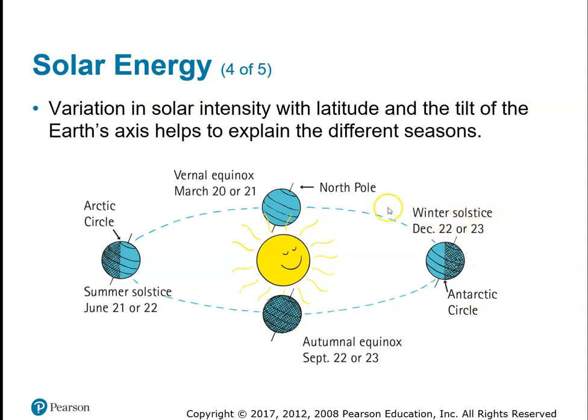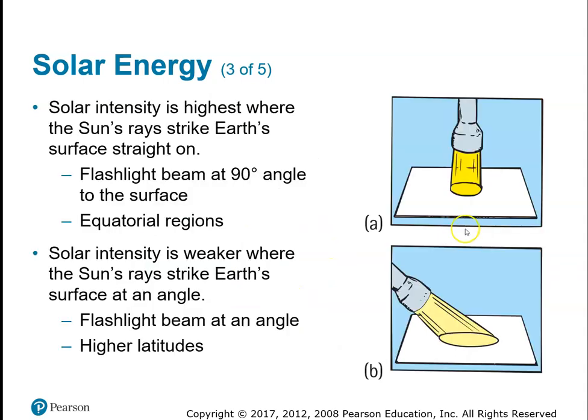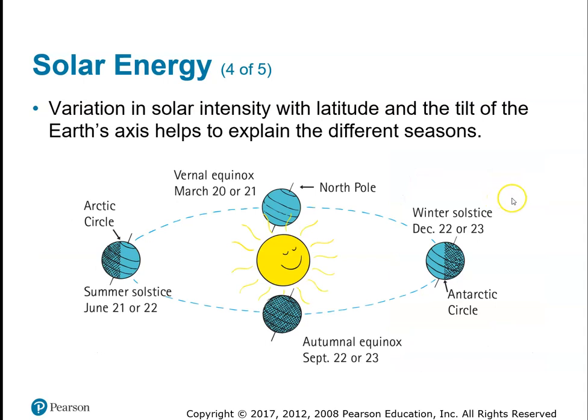So here's what happens. We go back to this flashlight idea, which shows the different intensities. That's fine, and of course, you get the most intense light at the equator and the least intense at the poles.